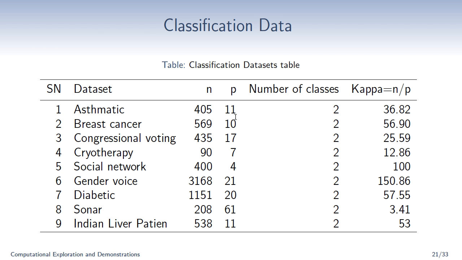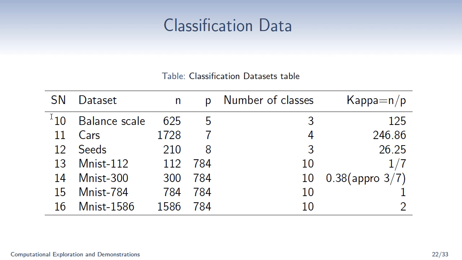Here is the classification data. There are 9 of them for the binary classification, and here 3 of them for the multi-classification, and these 4 data sets we want to test a special case, to test this parameter kappa.